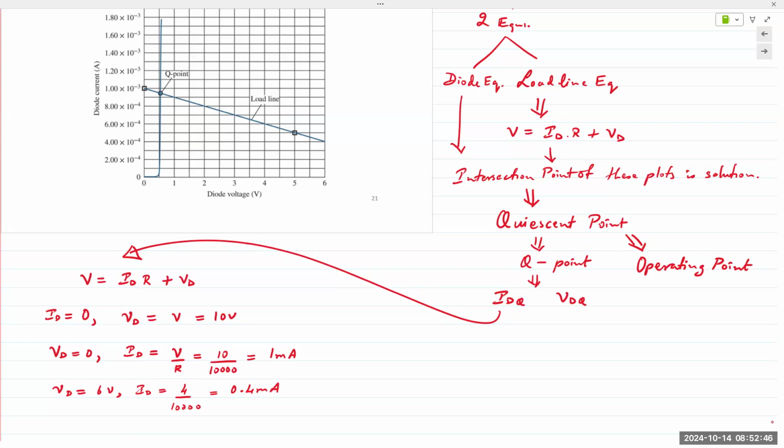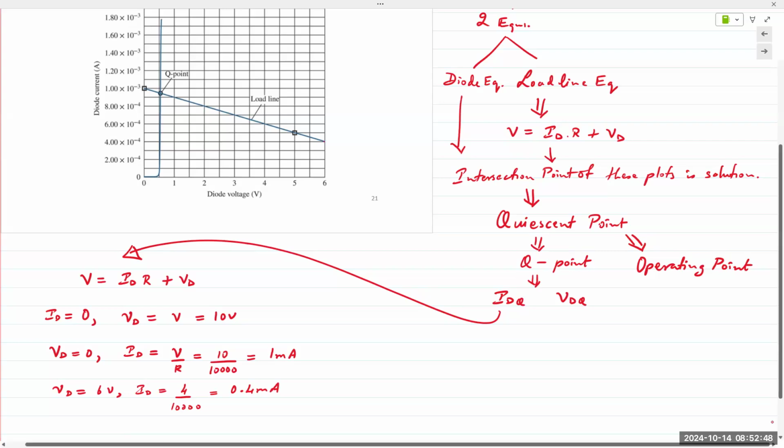And then simply join the points. So that point would be here. And this point is, of course, here. Join the line. The intersection point is the Q point, which is right there.